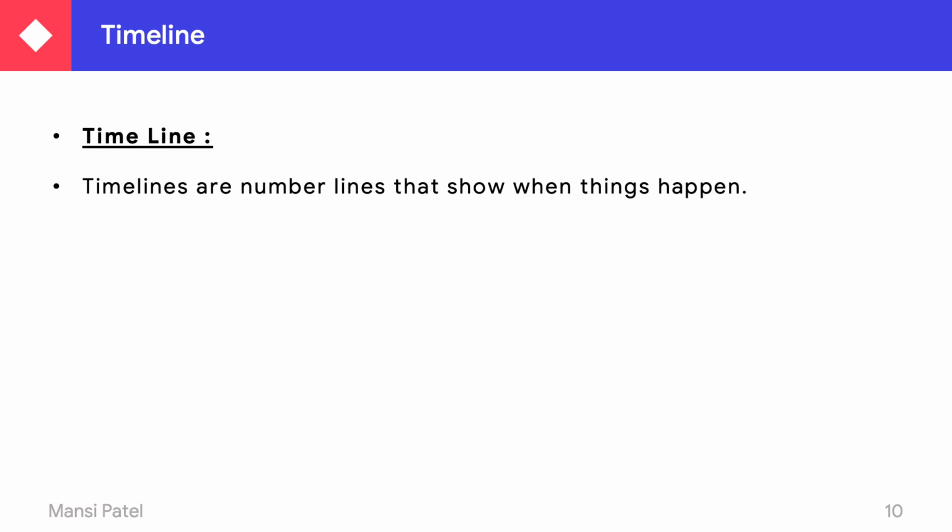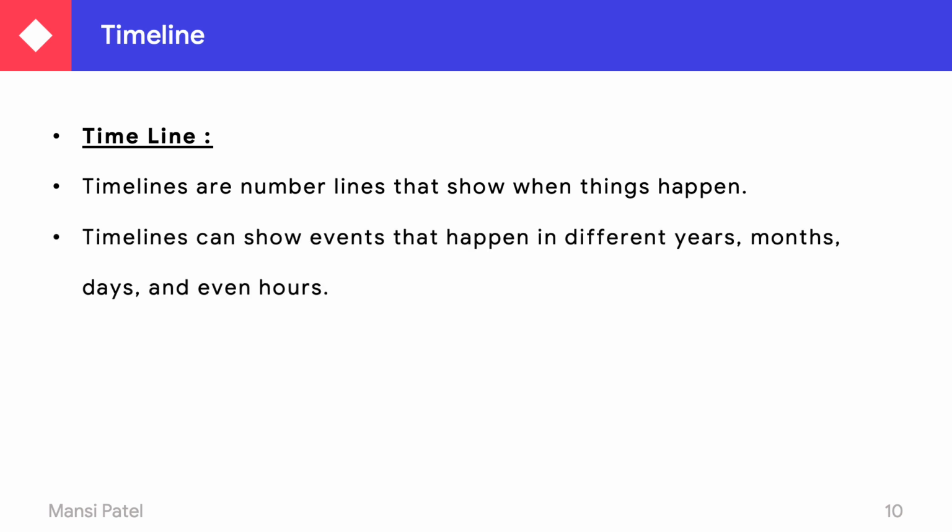Now let us see what a timeline is. Timelines are number lines that show when things happen. When many things are given to you and you have to represent them on one line, that line is known as a timeline. A timeline can show events that happen in different years, months, days, or even hours. So we can draw a number line or a timeline for a calendar.